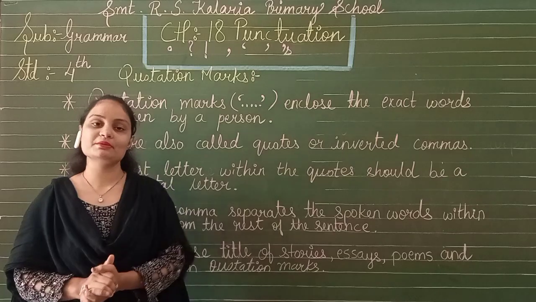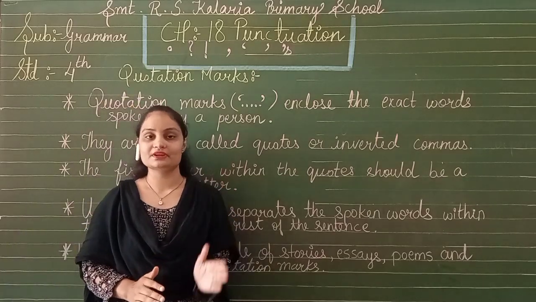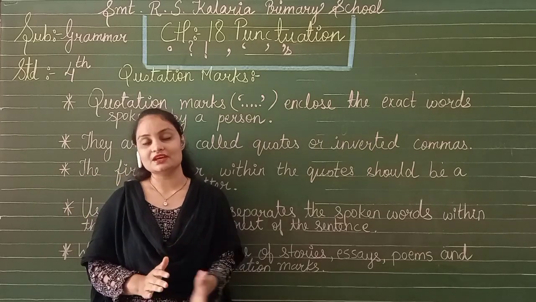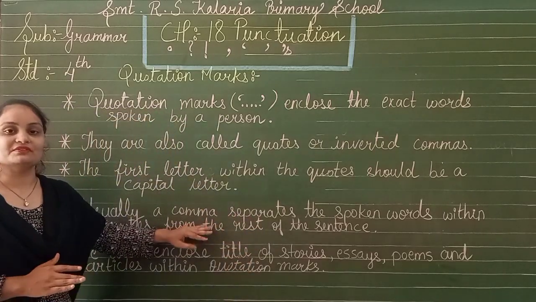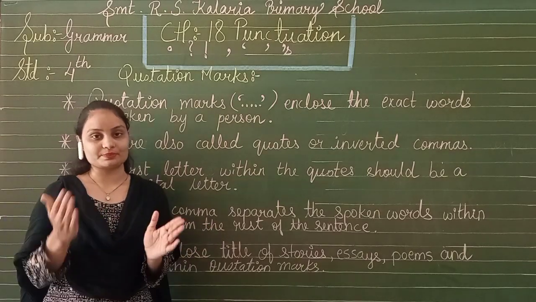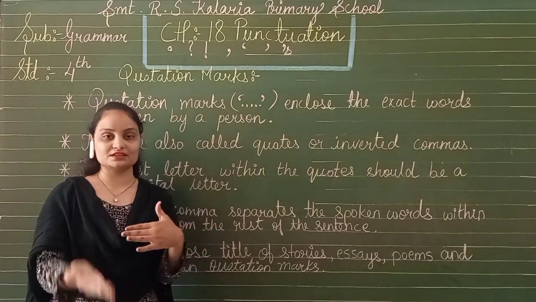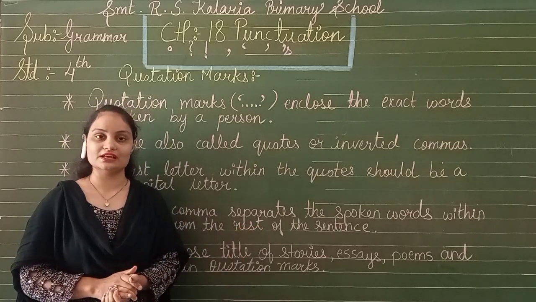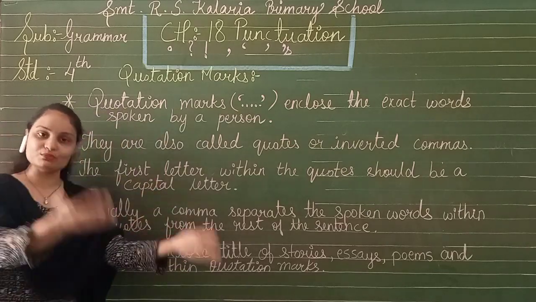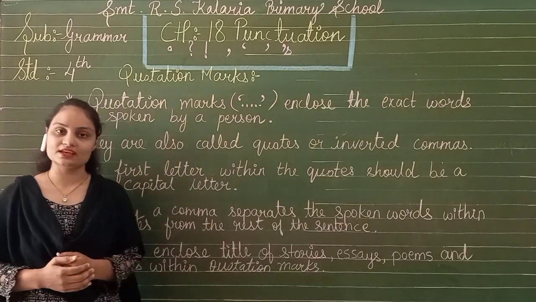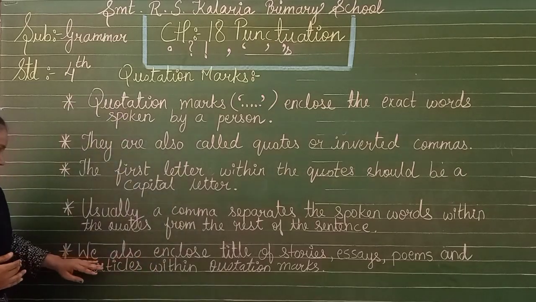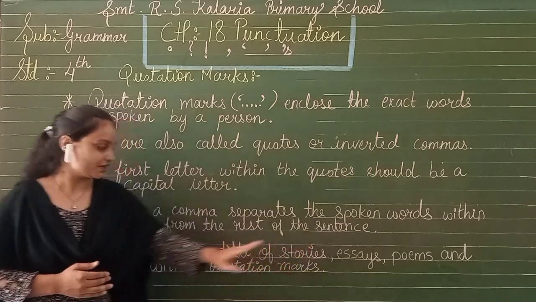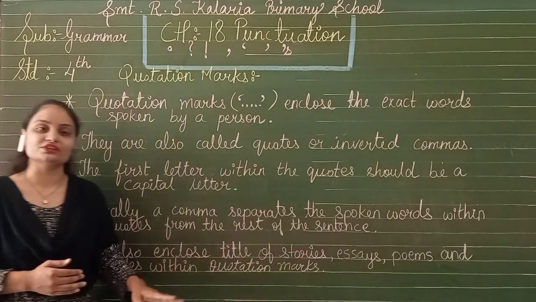Like I told you in the comma lesson, when we have to separate the name of the speaker or the listener from the rest of the sentence, then we are using comma. See, this also teaches the same thing: when we have to separate something, right? When the speaker or the listener has said something, that thing is separated with the help of comma. And what do we enclose what they said in? Quotation marks. We also enclose titles of stories, essays, poems and articles within quotation marks.